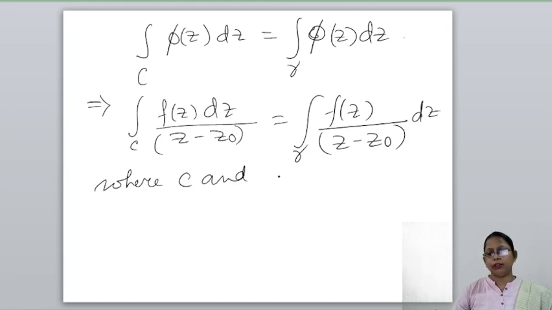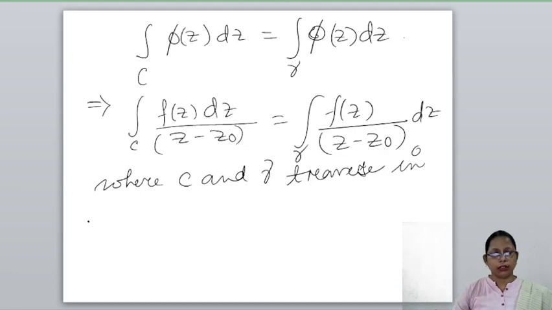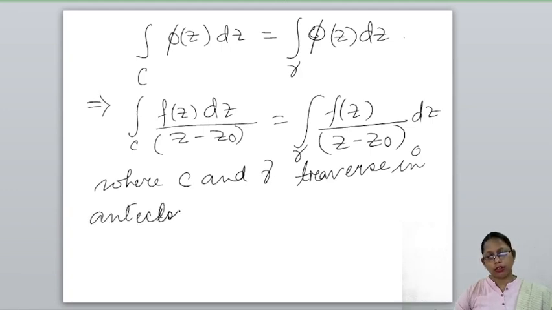Here C and gamma are traversed in the anti-clockwise direction.